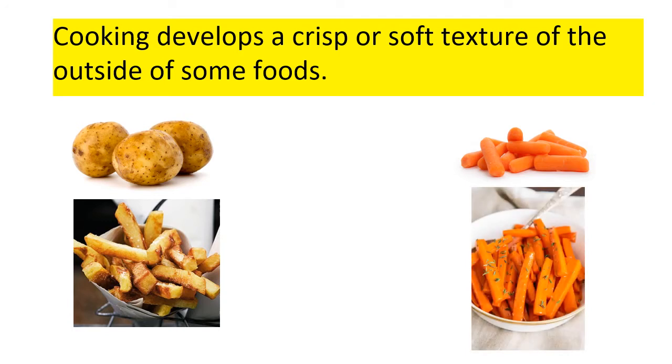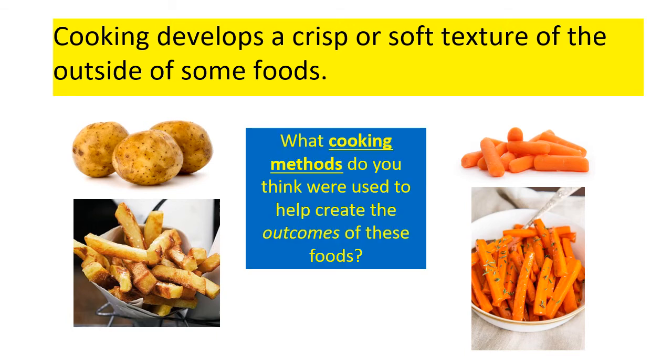And for example, carrots, or raw carrots, you could also put them through a roasting process, or a blanching process, or a boiling process. There are so many different ways that you can get nice development of textures and tastes just by the way that you're cooking foods. So what cooking methods do you think were used to help to create the outcomes of some of these foods? I think I've given some of them away.